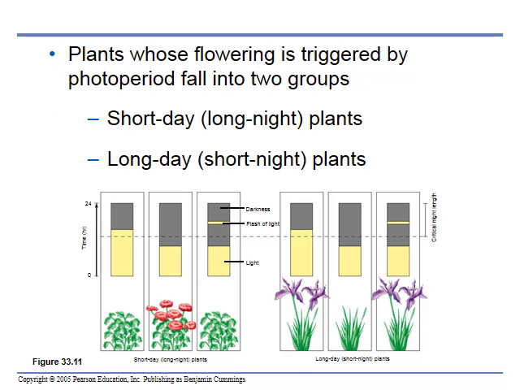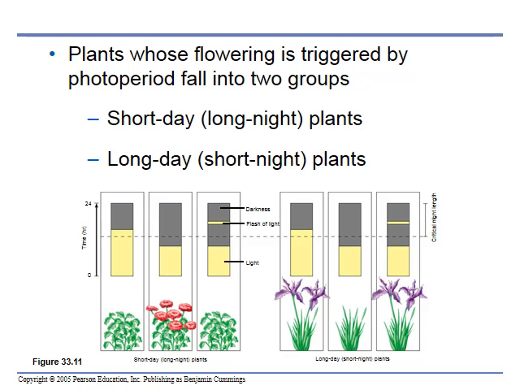Okay, plants whose flowering is triggered by photoperiod fall into two groups. You have short day, which means long nights, right? If you have a short day, you have a long night. Or you have long day, which are short nights. And on the left, you can see the long day, the long day and the short night isn't flowering.